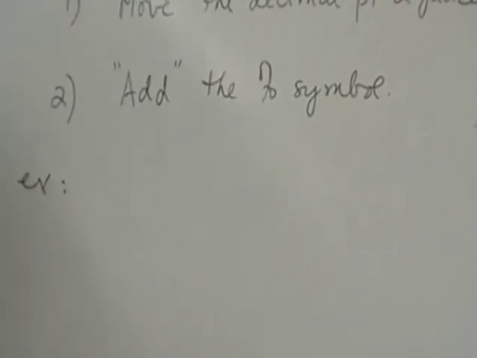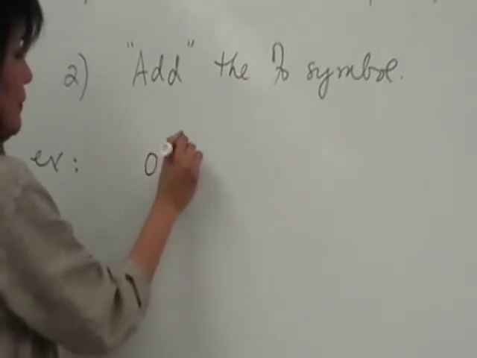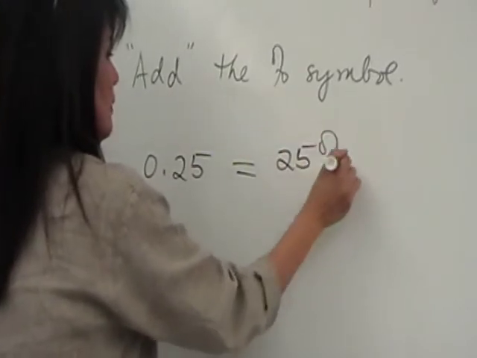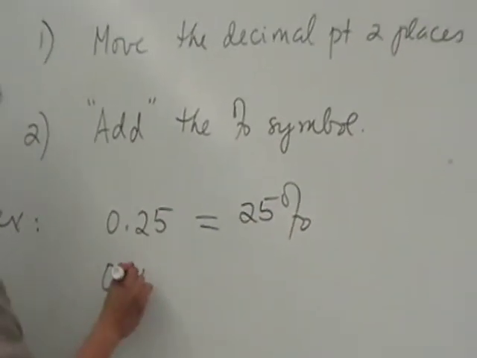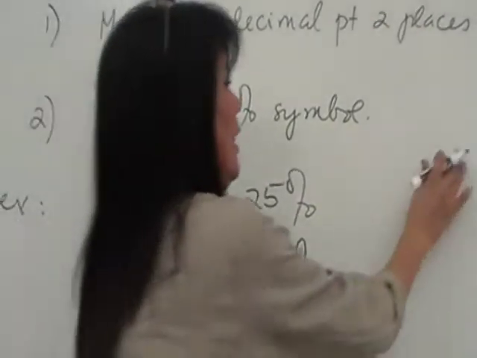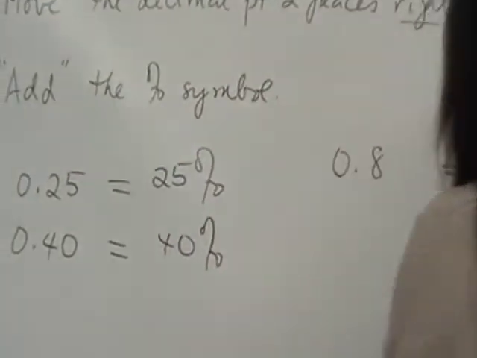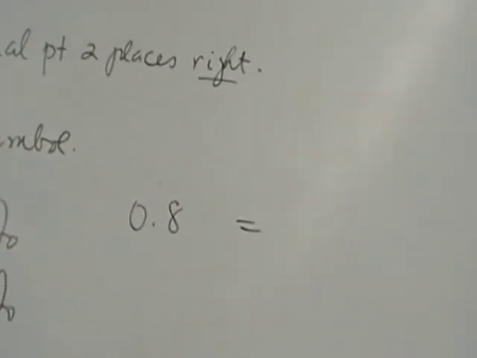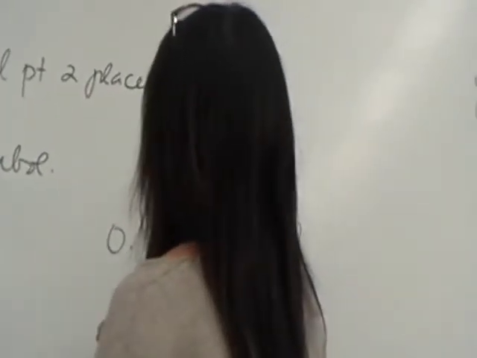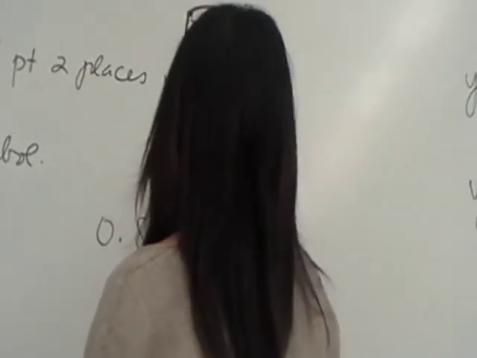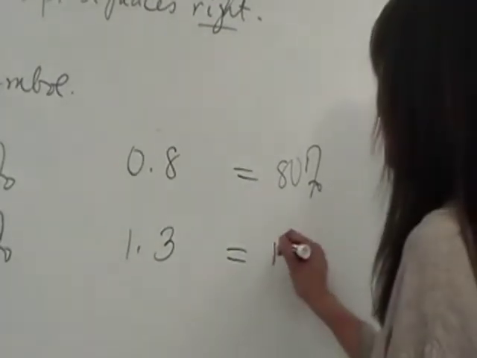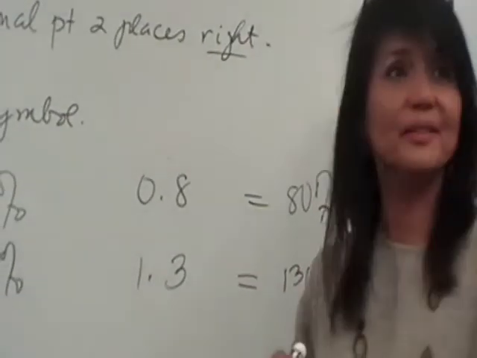Let's practice, okay? If I have 0.25, that is simply 25%. If I have 0.40, that's 40%. If I have 0.8, what is that? 80%. You getting it already? If I have, let's say, 1.3, what is that? 130%. 2 places to the right, right? 130%. You need more?